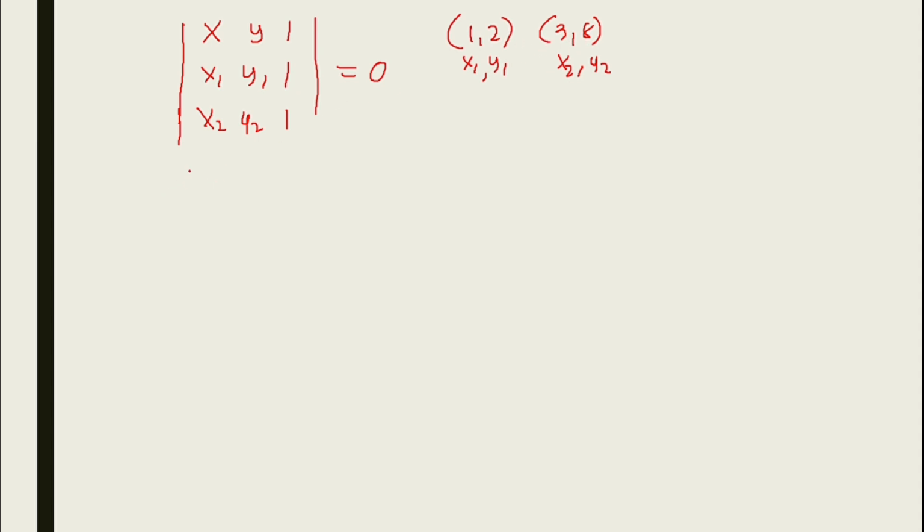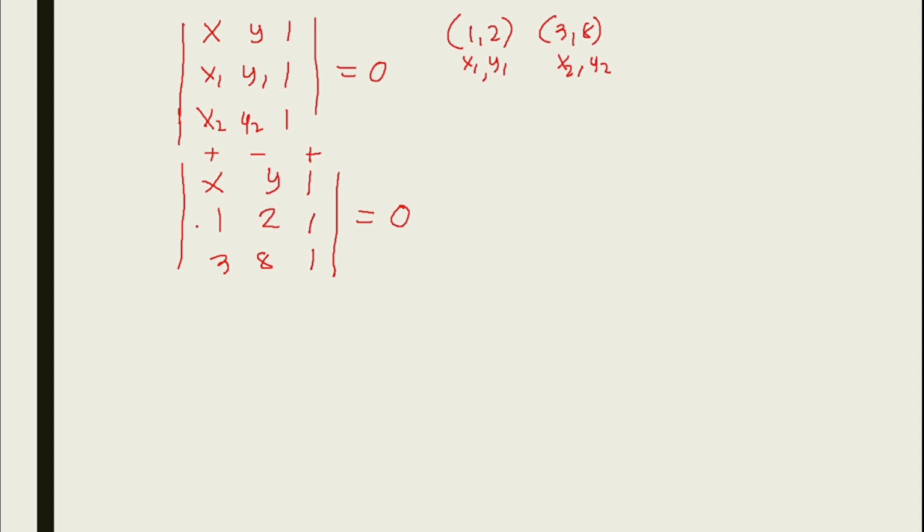So first we're going to write here x, y, and 1. The second one is 1, 2, and 1. Next is 3, 8, and 1 equated to 0. So take note, the signs are plus, minus, and plus. Okay, let's start with x.